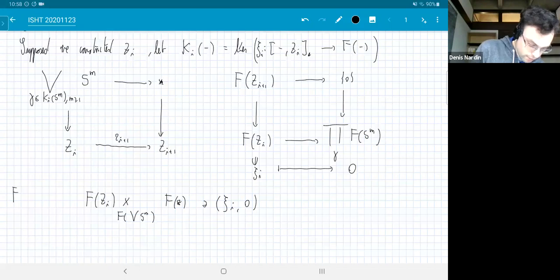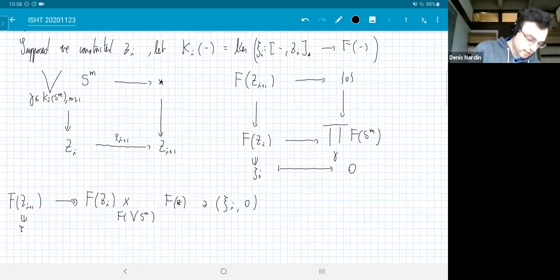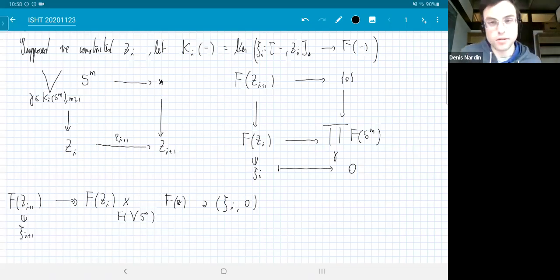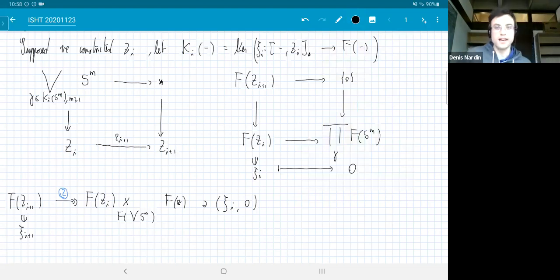And f of z_{i+1}, well, it's not equal, sorry. f of z_{i+1} is not equal to this pullback, but it suggests. Right, so I can pick psi_{i+1} that lives over this thing by 2. That we're using 2. Okay, so I have my sequence.